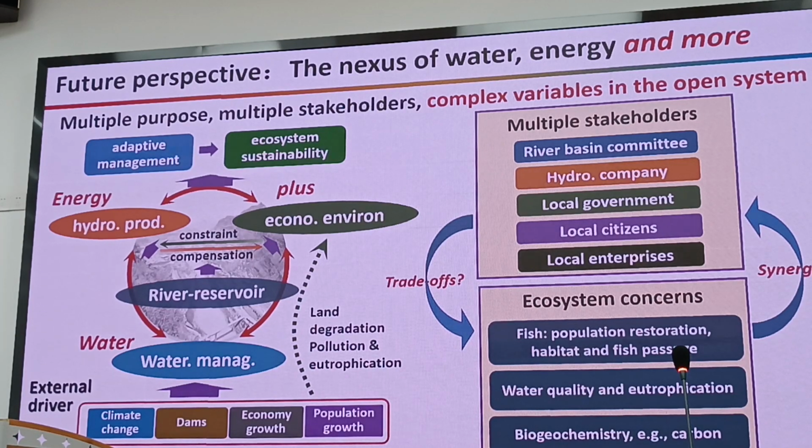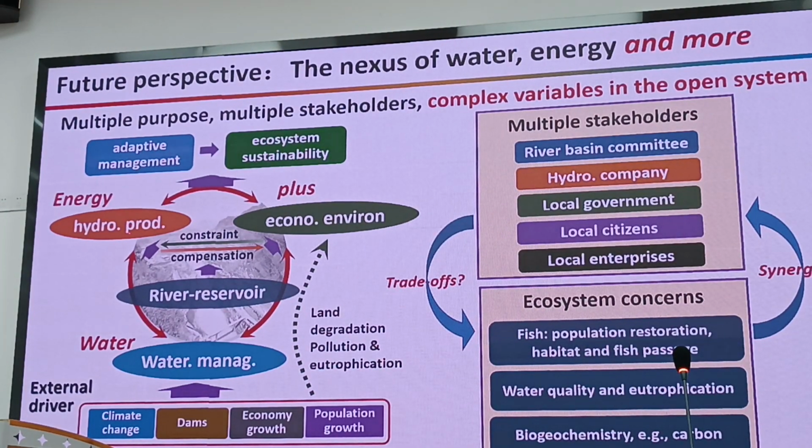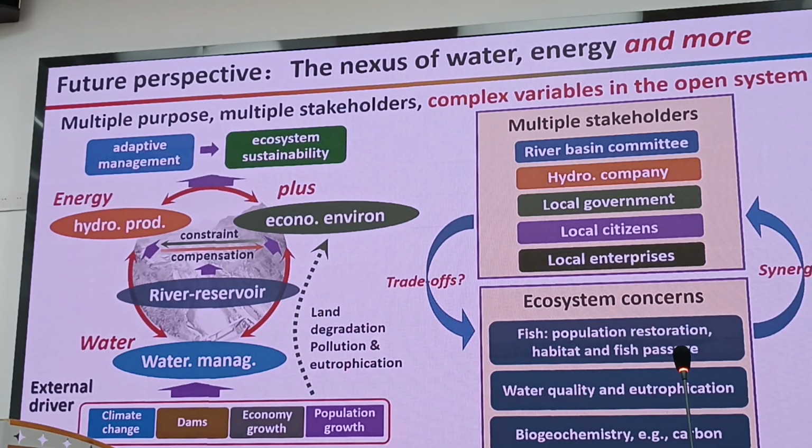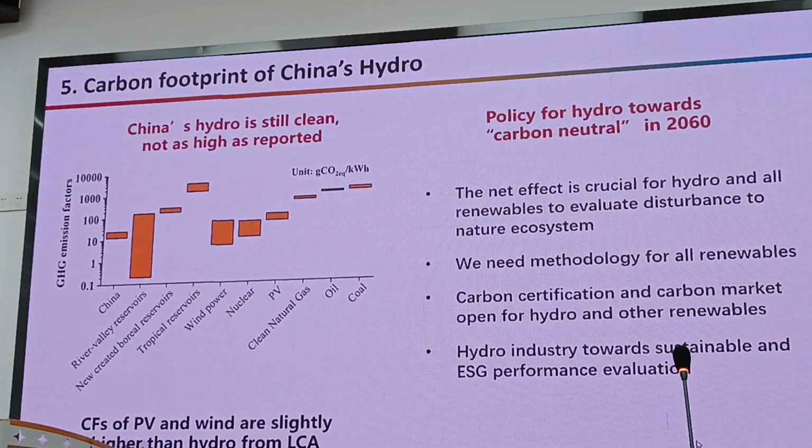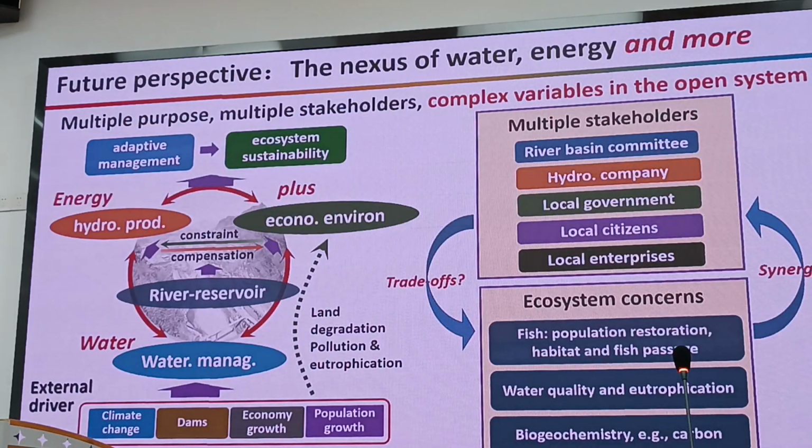What we think about now is how the hydro company makes some compensation to the eco-environment, but we lack strategies for water resources management. So we need to think about adaptive management and also ecosystem sustainability. You will meet different stakeholders in the upstream of the Yangtze. We have the River Basin Committee of the Yangtze, which has the right to allocate water among the different dams. They can tell you how much water the Three Gorges Dam releases downstream. They have the right to do this.